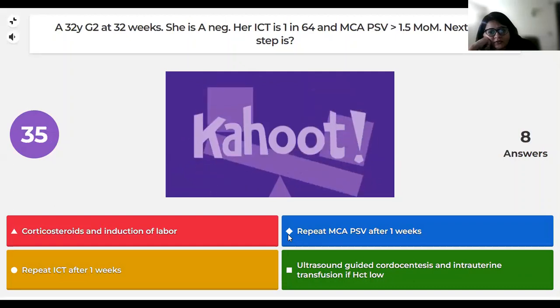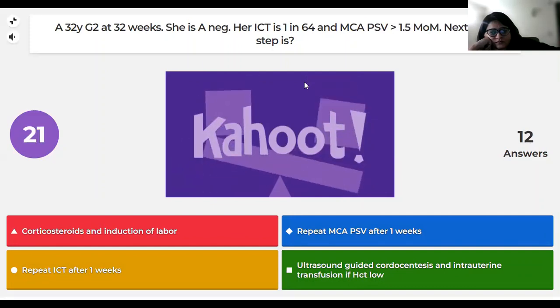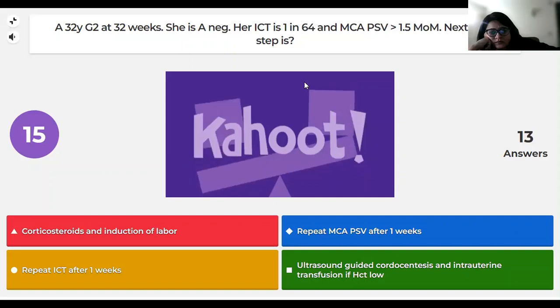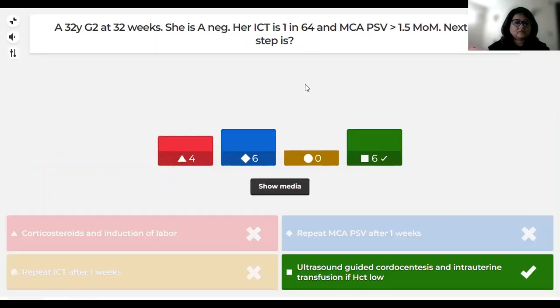Okay, Avinash has asked a question. I will just answer it once this is over. Yes. So this is RH negative. Her ICT is positive. PSV is more than 1.5. So the correct answer: you'll do an ultrasound guided cordocentesis and intrauterine transfusion if required. That's the correct answer. We'll discuss why.